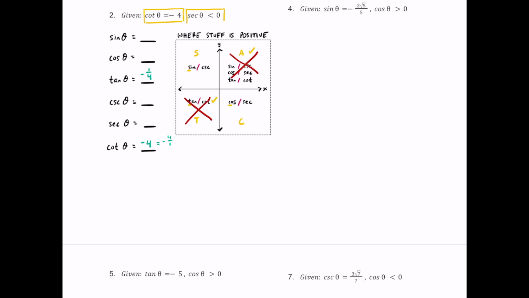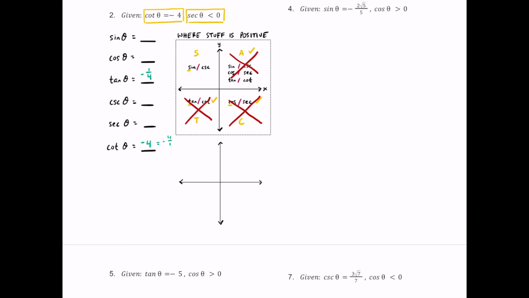And we know secant of theta is less than 0, which means that secant is going to be negative. Well, we can see that secant is actually positive over here, so it can't be in this quadrant. Secant would be negative in quadrant 2 though. So based on that, we can rule out quadrant 4 just because secant would have to be positive over there. Now that we know we're in quadrant 2, let's draw a reference triangle so that we can figure out the other ratios.